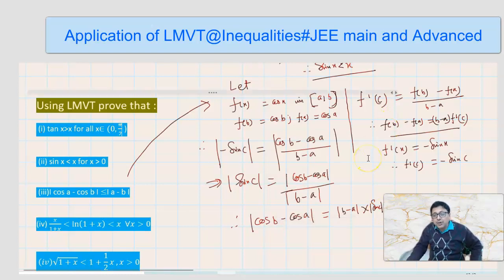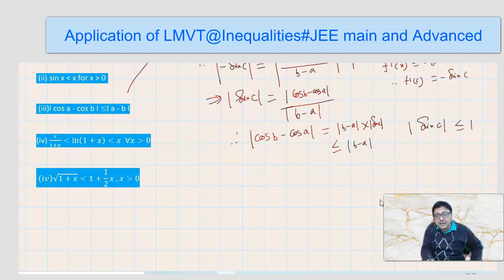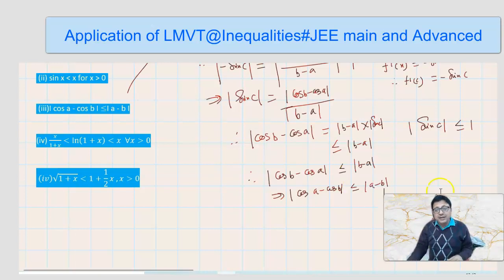Now what happens to mod sin C? You know, mod sin C is a quantity which is less than or equal to 1. So this is going to be less than or equal to mod of B minus A. So mod of cos B minus cos A is less than or equal to mod of B minus A. You can interchange these two quantities because mod of A minus B is mod of B minus A. So mod of cos B minus cos A is mod of cos A minus cos B, less than or equal to mod of A minus B. Both sides remain positive quantities, so interchanging their position doesn't affect the inequality.